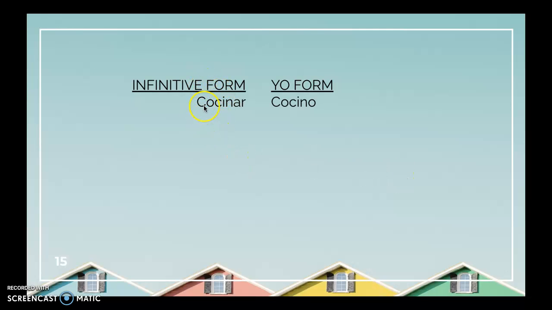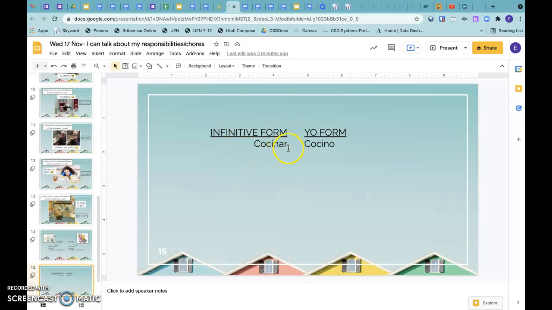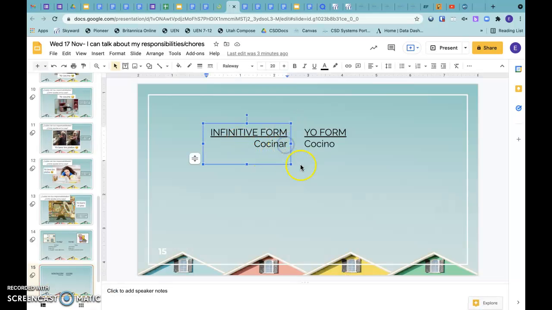Our infinitive form of to cook is cocinar, right? This means to cook. We want to change it to I cook, so we take this AR off and we put an O in its place, and it's cocino. I'm going to write a few more up here. We'll see how this looks. So let's do another verb. How about to vacuum? So that is pasar la aspiradora.